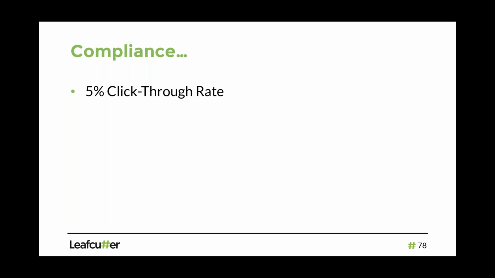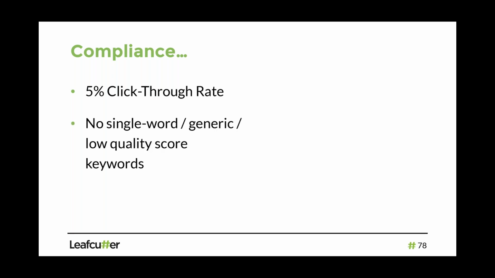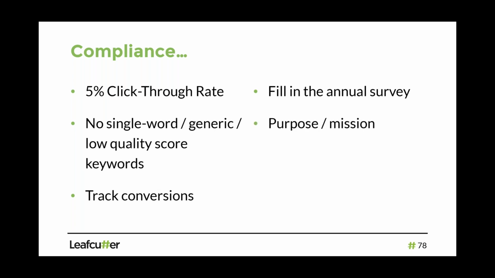You need to stop the keywords that are getting impressions but no clicks. Google won't let us use really generic keywords or a lot of single word keywords as well. They're really concerned about quality of the traffic and relevancy, so they make sure that the keywords we put into the system are relevant. You have to track conversions. That's part of the compliance. Google has an annual survey where they ask us our feelings and how we're using Google Ads, and the Ad Grants program specifically.